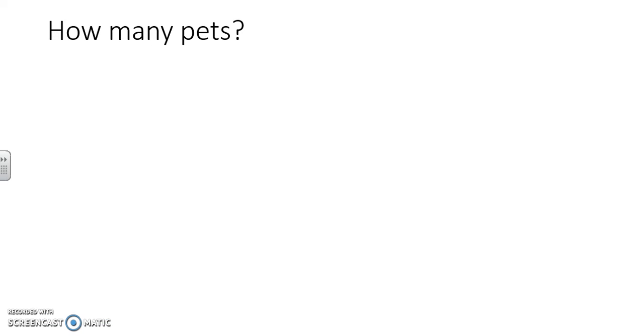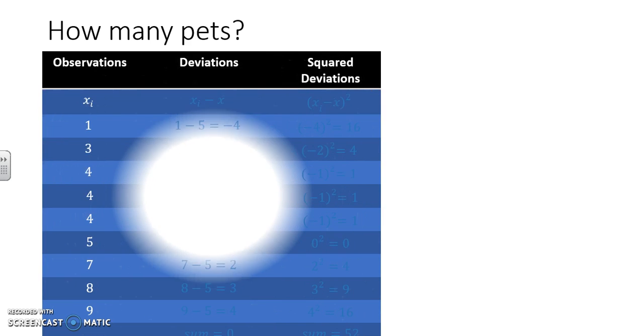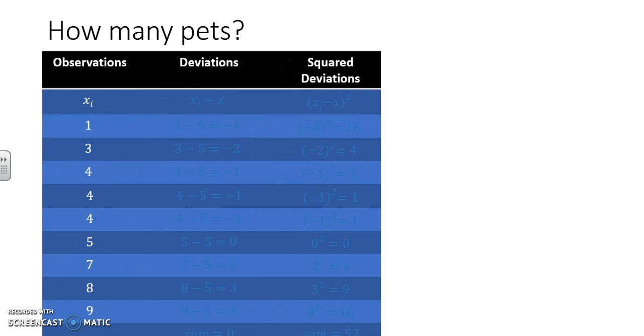So in this exercise, we already found the mean to be 5. We're going to find the variance and the standard deviation and take you through the process. Okay, so on the left-hand side of the table, I have listed all the pet observations, the number of pets for these 9 children.